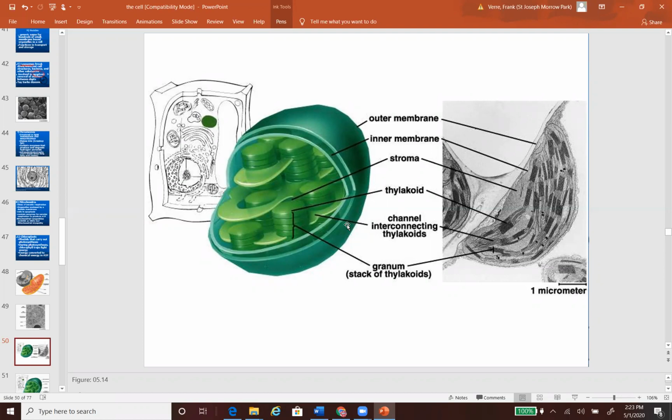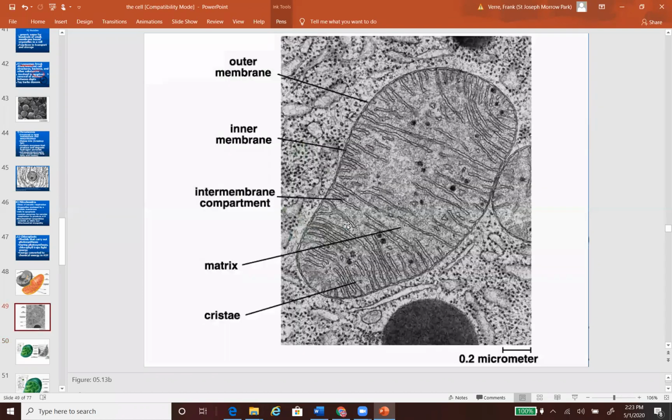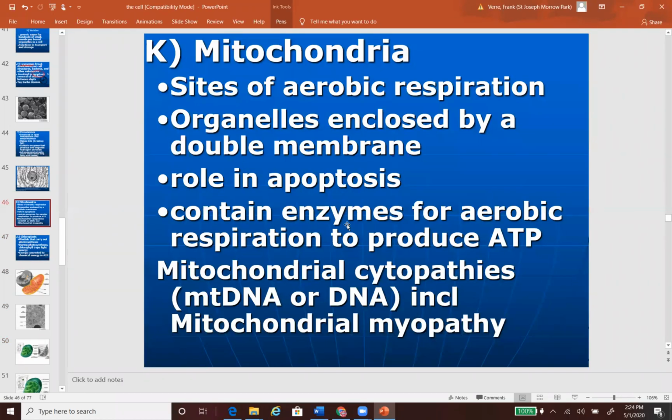Now, the chloroplast is green because it's full of something called chlorophyll, which is a molecule that reflects green light. And again, only found in plant cells. So the mitochondria is found in both plant and animal cells because all cells need energy. Like all phones have a battery, otherwise they wouldn't work. So whether it's a plant cell or an animal cell, you need mitochondria.